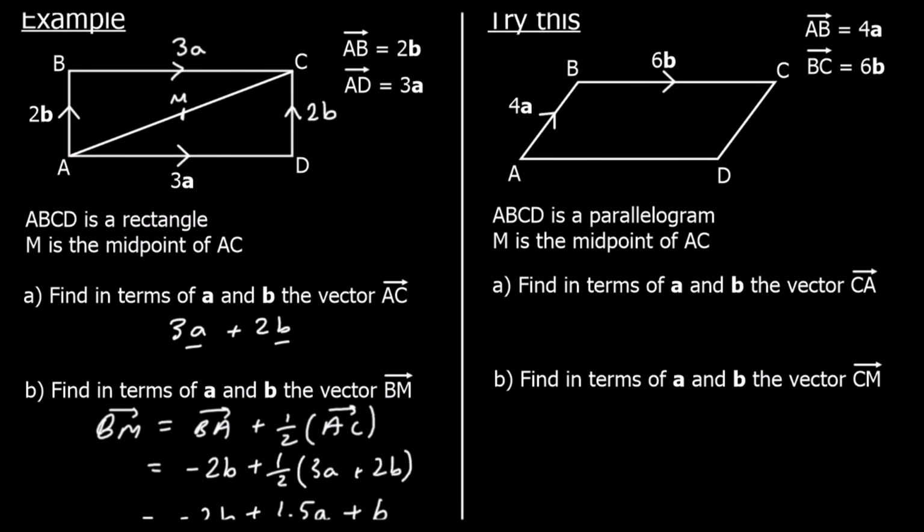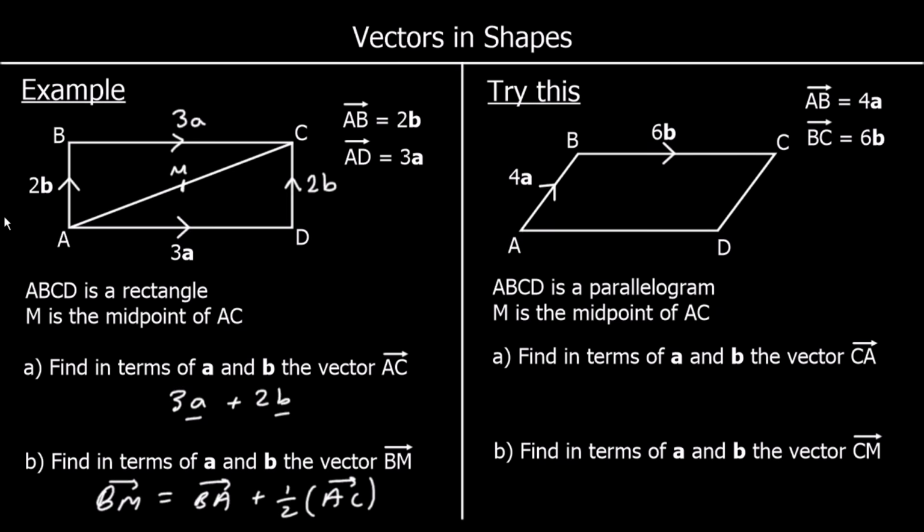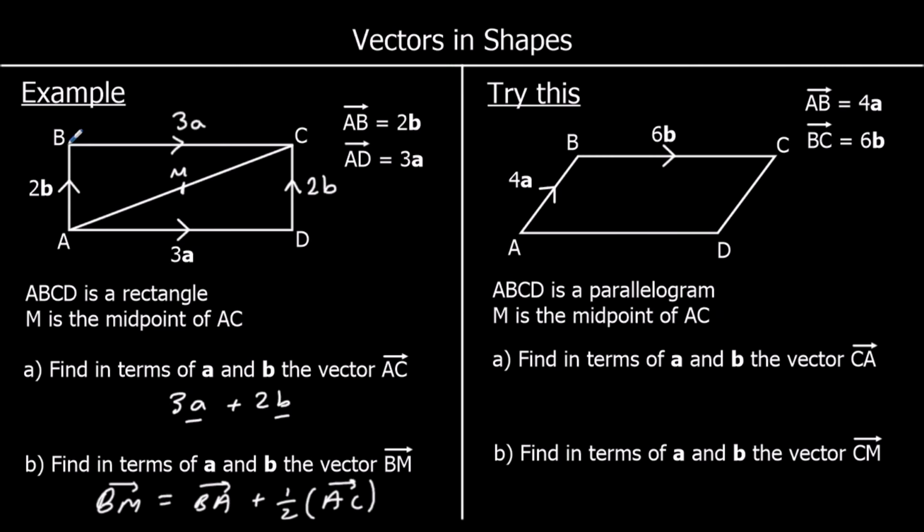And so 1.5a minus b, and we can see if I went 1.5a, I'll be in the middle of B to C, and then down a b, minus 1b, I'll be in the middle of our rectangle.